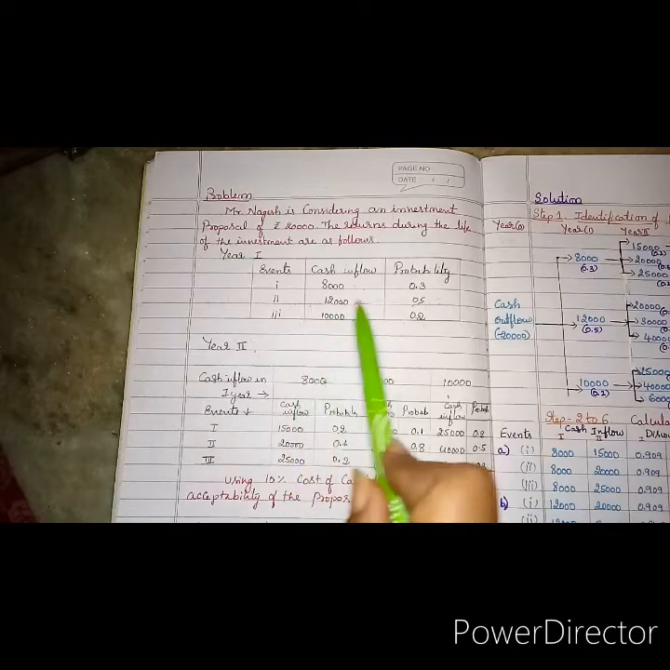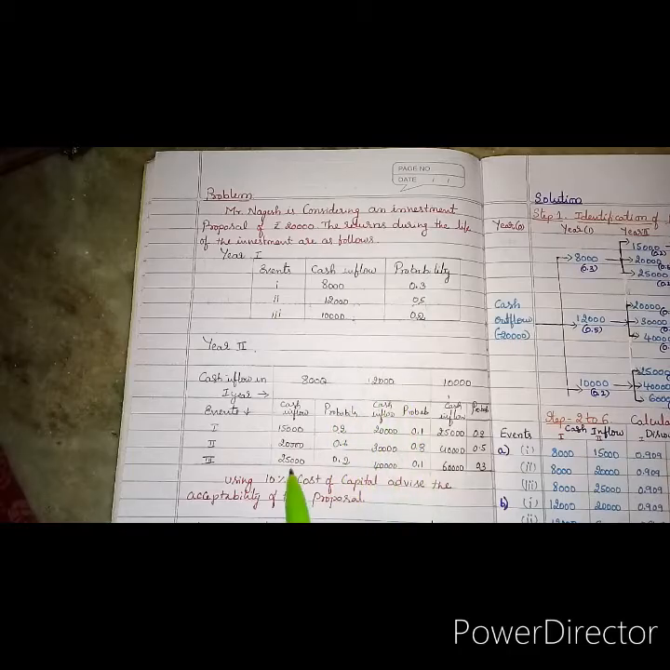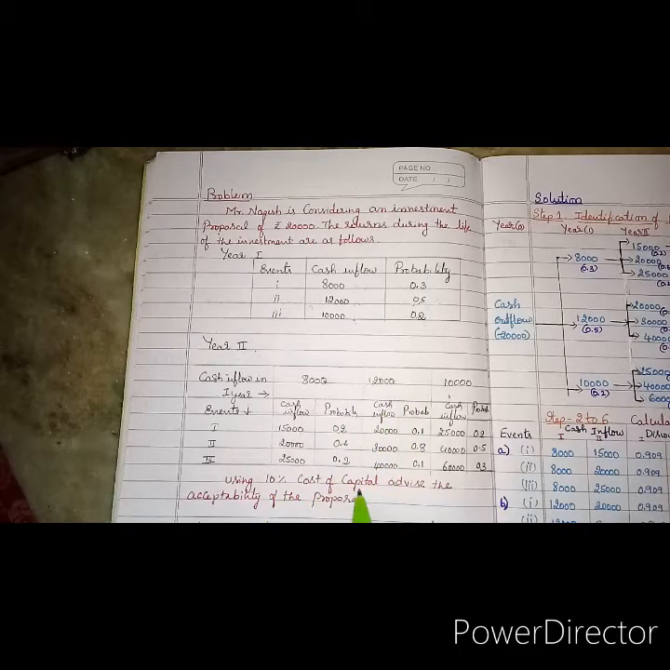So use this particular problem with the 10% cost of capital. 10% cost of capital means the discount factor is 10%. So what is the discount factor in this problem? It's 10%, the cost of capital. Advise the company about the acceptability of the proposal, whether they have to accept or whether they have to reject this proposal.